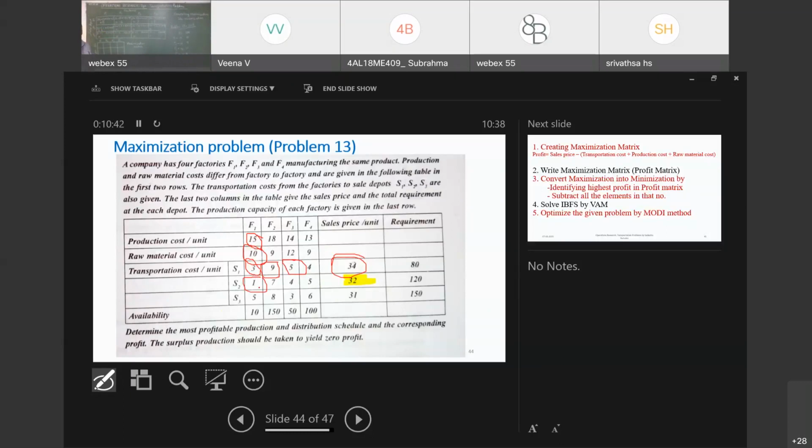Likewise, you need to calculate now. So this is only the extra part. Whatever you studied in the previous class, this is the extra part. How to calculate this? That profit.